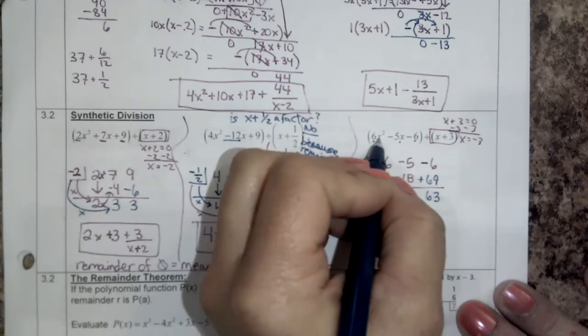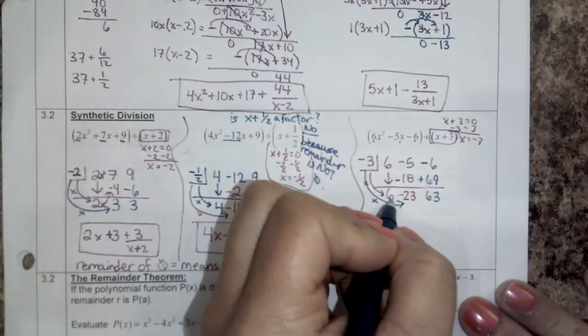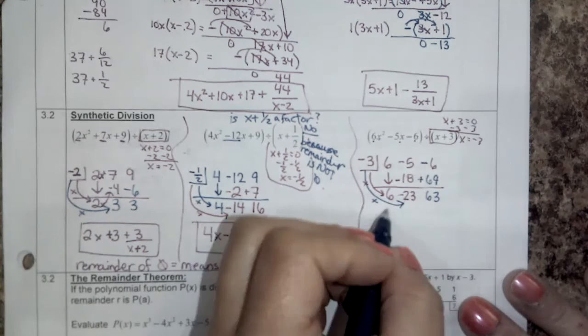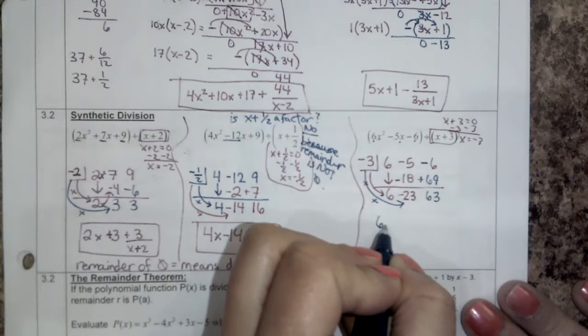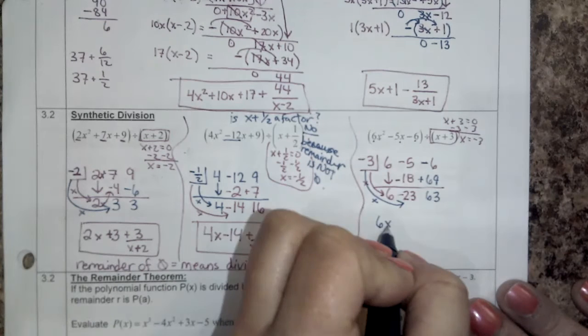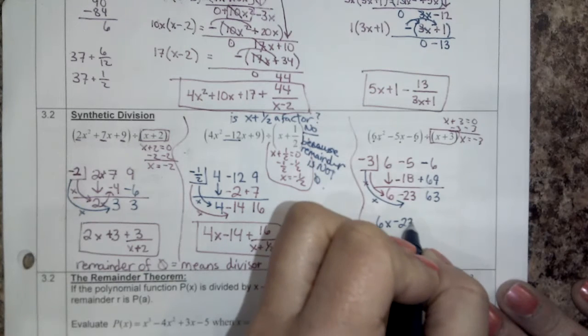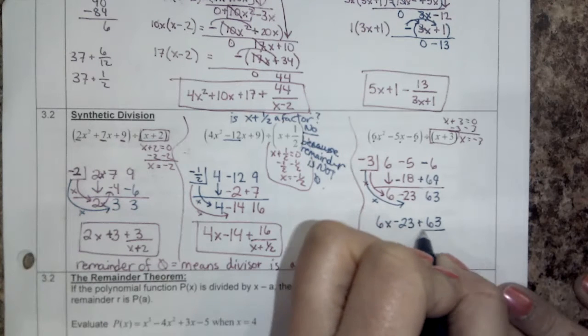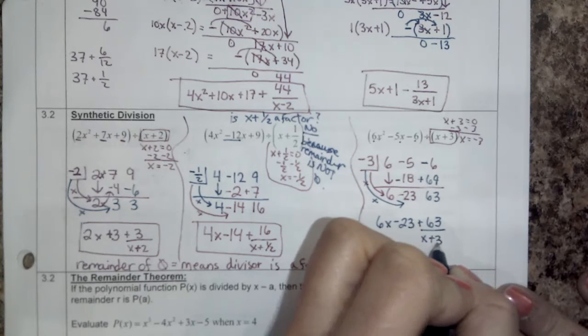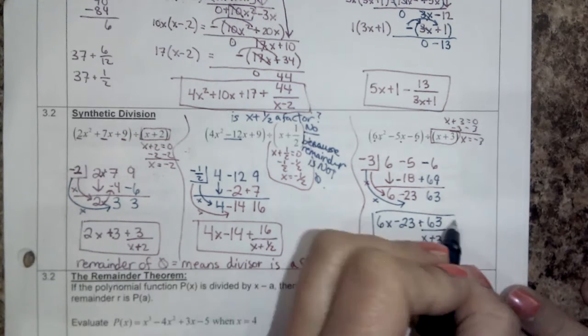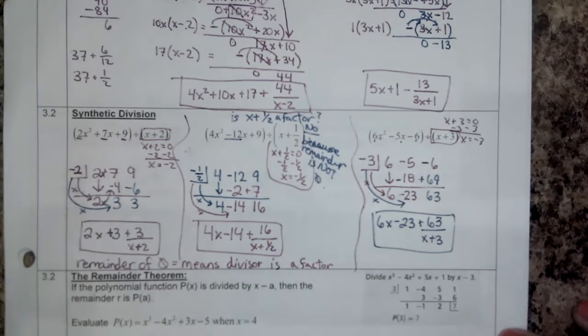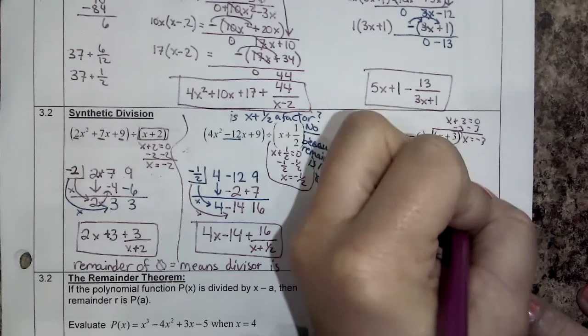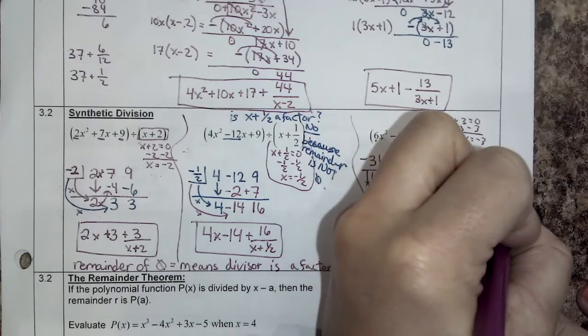So remember, I started with an x squared, and every time I do synthetic division, these have lost an exponent. So x squared goes to an x, goes to a constant, and then I have my remainder. Okay, once again, if I'm asked, is x plus 3 a factor?